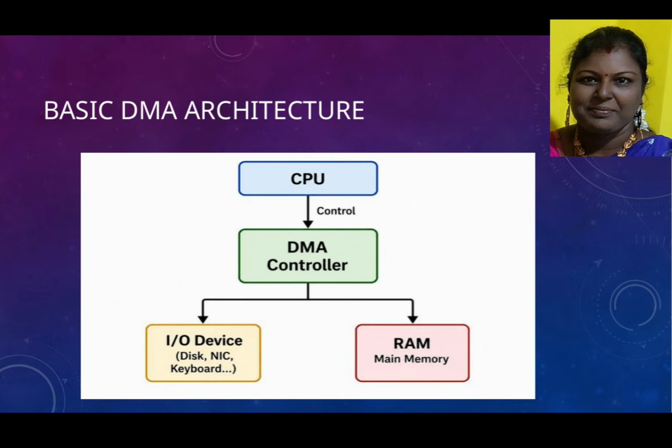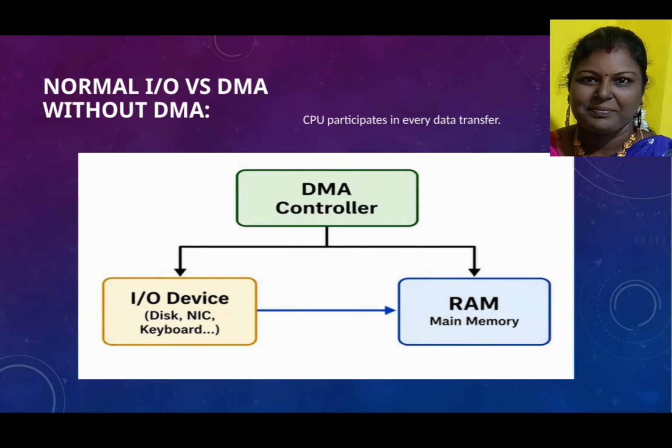Every time data moves in a computer, the CPU is involved. In normal input-output operations, the CPU handles each step: reading, writing, and managing the data transfer. This means the CPU is tied up, busy moving data instead of doing other work. Without DMA, or direct memory access, the CPU becomes a bottleneck, limiting overall system efficiency. This slide sets the stage for understanding why DMA is such a game changer.